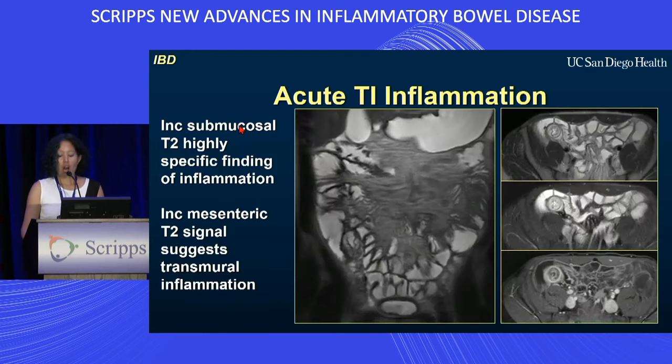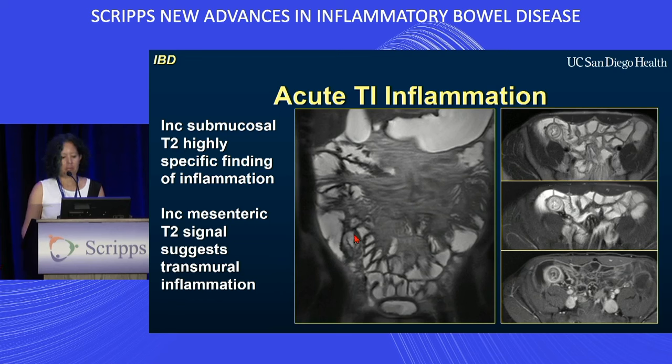So we do a lot of what we call T2 weighted imaging, which is usually where you see the contents of the bowel being bright. All our fluid-filled structures are going to be bright on these imaging sequences because we're looking to see if we can find that submucosal T2 signal, which is a highly specific finding of inflammation for us.